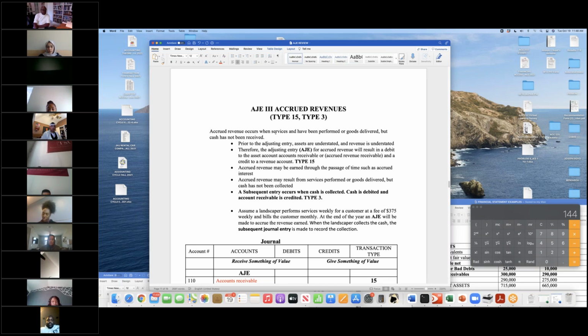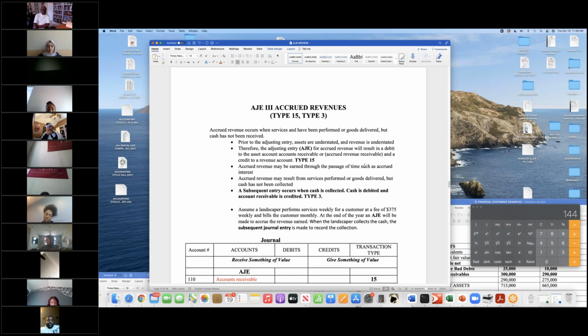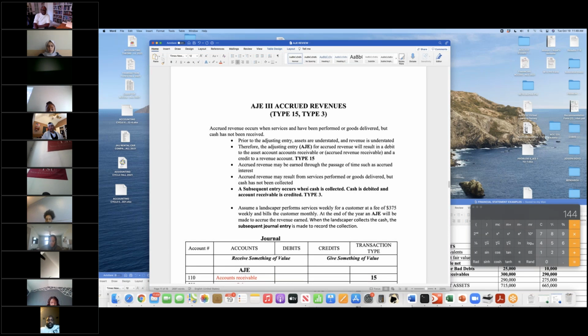Accrued revenue at the end of the year, as well as during the year, occurs when goods are delivered, but cash has not been received. If you don't make the adjusting entry, assets are understated and revenue is understated. You've done the work, but you don't record it. We may have done work, or we may have performed services. There's going to be a subsequent entry when you get the cash, that type 3.